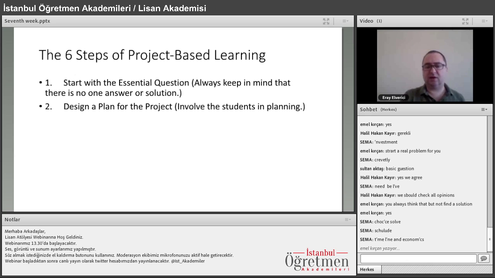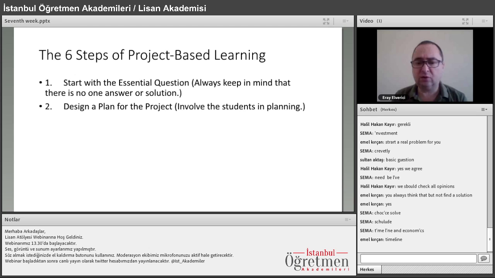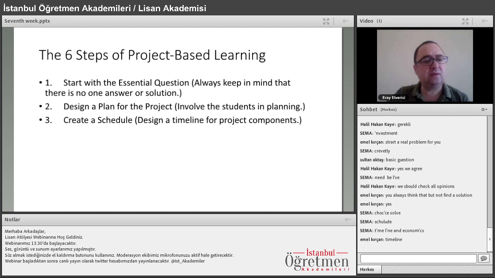Timeline and economics. Yeah, you're right. We have to keep everything in a planned timeline, and also we have to think about the economics. Okay, timeline. Good. Next step is create a schedule. This is the second one. It says create a schedule and design a timeline.